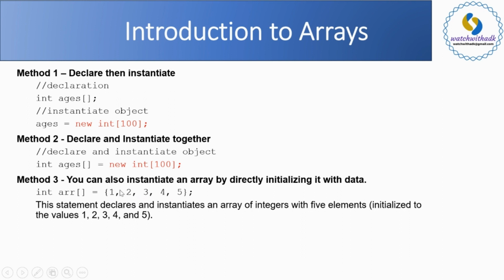So here I have specified 5 values. So the size of this array will become 5. And each index position will hold the values 1, 2, 3, 4, and 5 respectively. So array of 0 will contain 1, array of 1 will contain 2, array of 2 will contain 3, and so on.